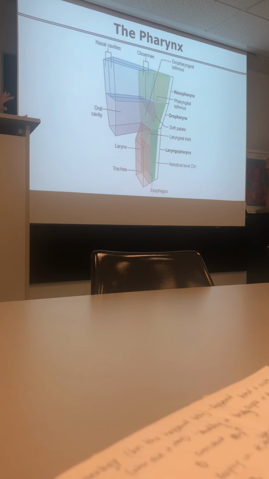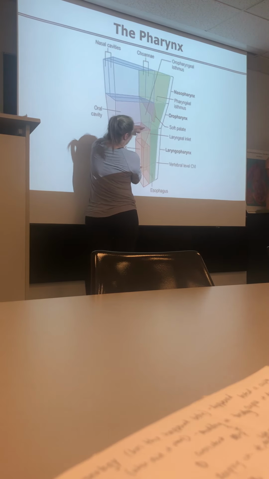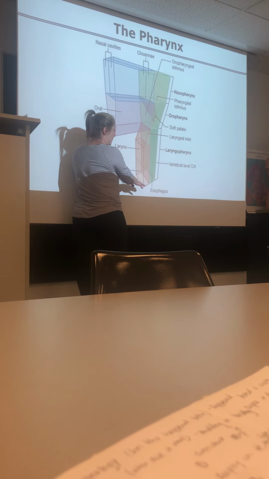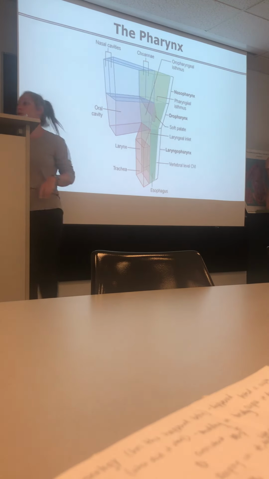Okay, so this is kind of like an image. So the blue are our nasal cavities and the purple is our oral cavity. So directly behind our nasal cavity, we have our nasopharynx. Directly behind our oral cavity, we have our oropharynx. And then behind the larynx, so this whole thing is the larynx, right here. That's the laryngopharynx. And then below that, we have food and we have air. Cool?